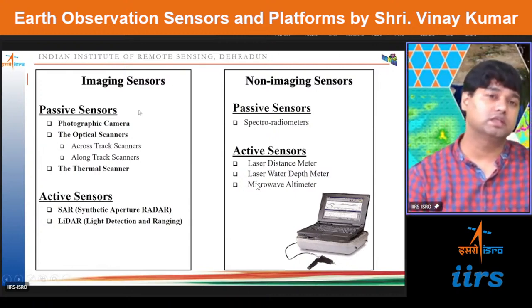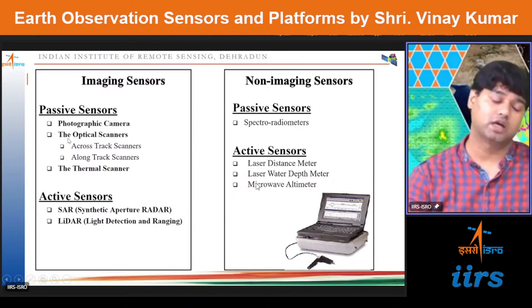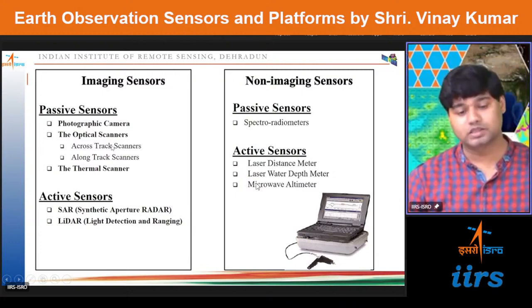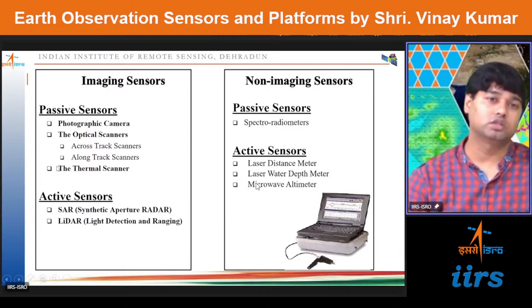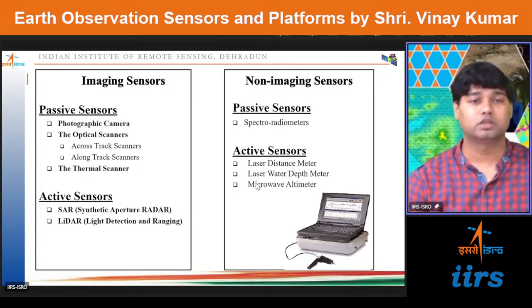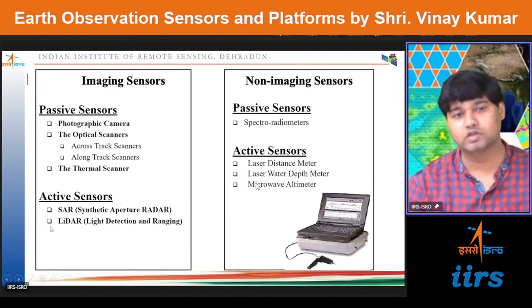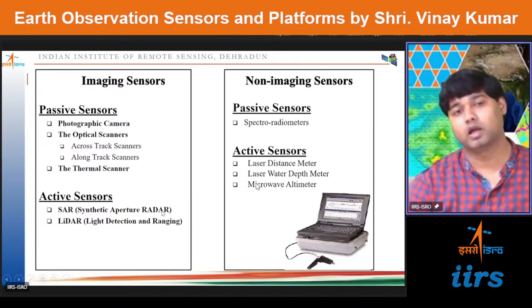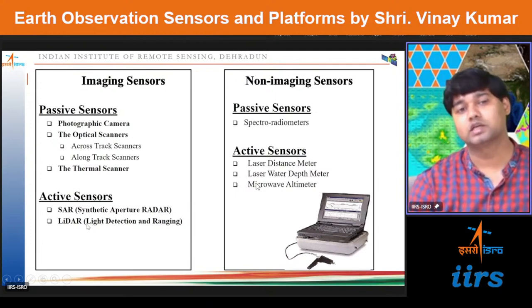Now coming to imaging sensors. Normal photographic cameras are imaging sensors, passive sensors. Then there are optical scanners, the satellite-based sensors like multispectral scanners. They use two technologies, across track and along track, for data acquisition, which I will tell you in detail in an upcoming slide. The thermal scanner is one which receives the emitted energy. Active sensors are your SAR sensor, which works in the microwave wavelength region, and LIDAR sensors, which work in the infrared wavelength.